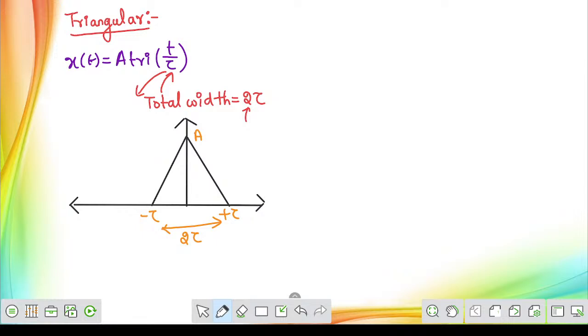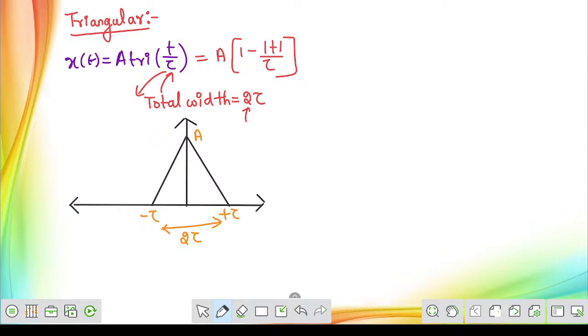This triangular function can also be written in an alternative way, A into 1 minus mod of t by tau. That is the alternative way of representing a triangular function. You can also define it like this. Okay, so there is another approach. Here the denominator is tau. This is how we define the triangular function in the alternative way. So do remember the things that I have given.